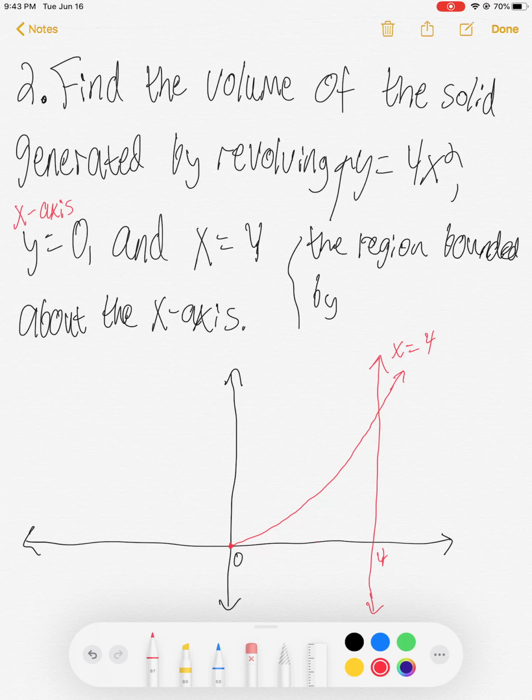Okay, so that is this function. This is y equals 4x squared. Oh boy, that is illegible. 4x squared, and that is this parabola here.